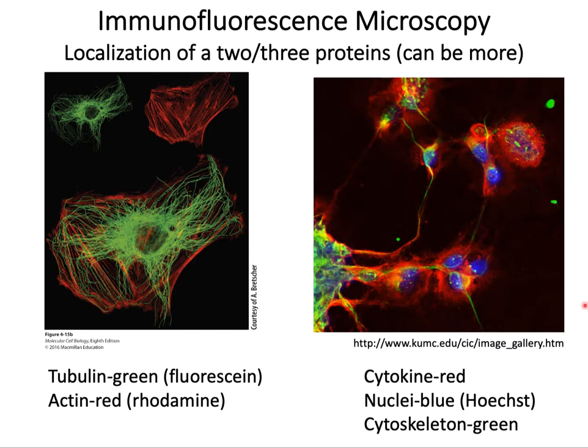On the right, these are cultured nerve cells stained for a specific cytokine that is found in the cytoplasm, stained with a red secondary antibody. The nuclei were stained with Hoechst, a blue nuclear stain, and the cytoskeletal components were stained with a green fluorescent secondary antibody. Here you have a 3-color staining. Some fluorescence microscopes are capable of even 5-color stains.